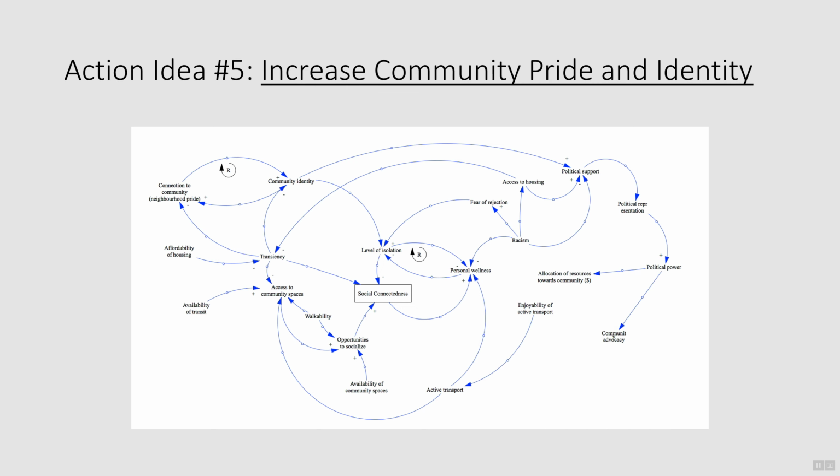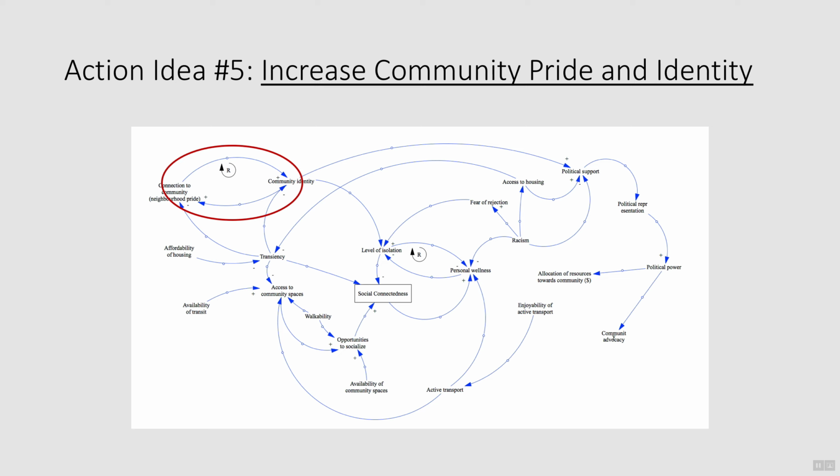Action idea 5 was to increase pride and identity in the community. This was related to the reinforcing feedback loop in the upper left corner of the causal loop diagram. Feedback loops are important leverage points in the system because they might be amplifying or dampening a desired or undesirable condition. It might be a place to intervene and try to stop the feedback or increase the feedback.